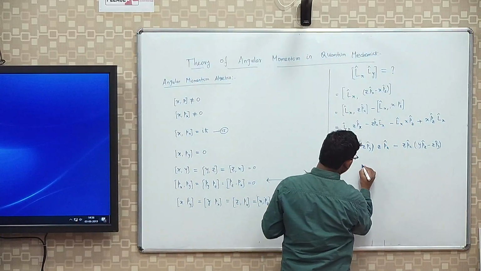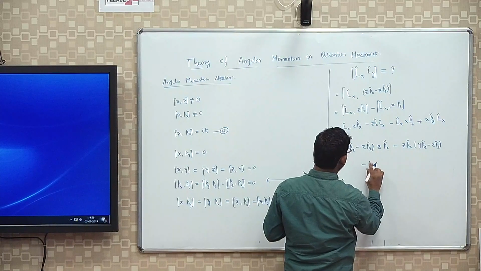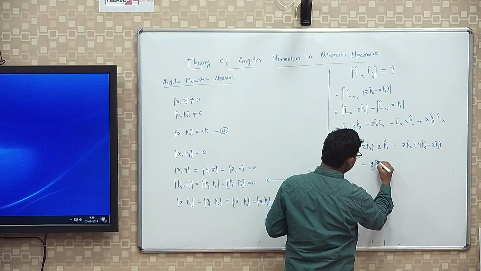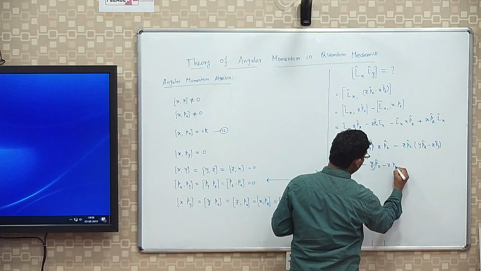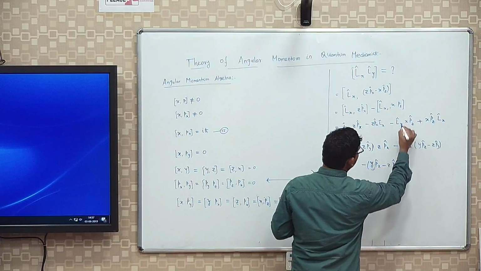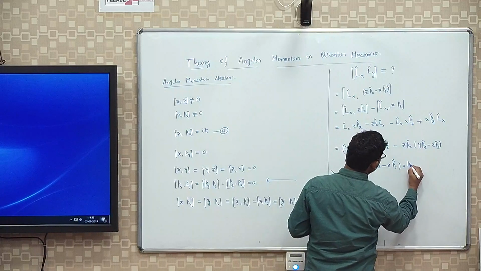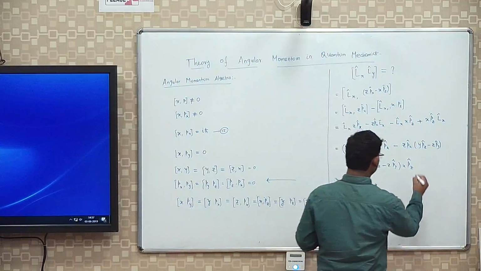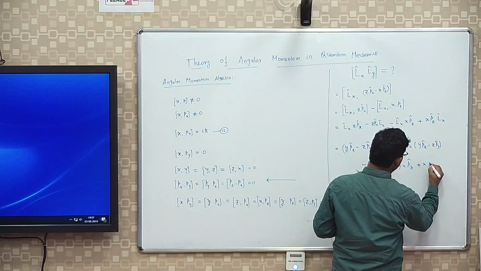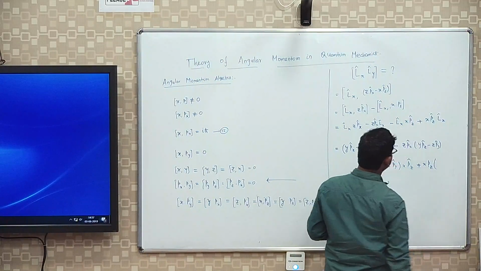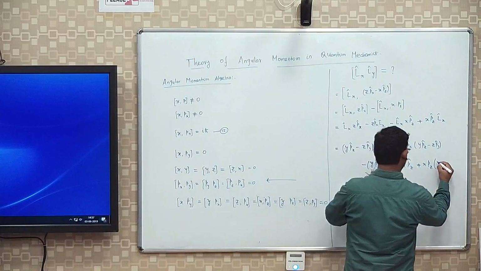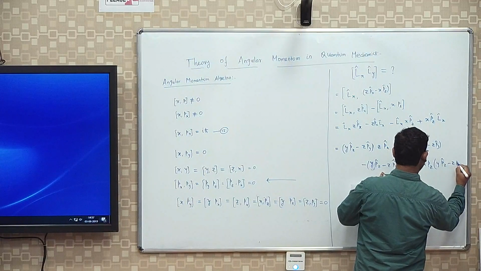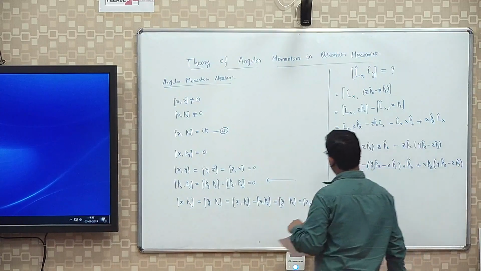Then minus ypz minus ezpy multiplied with xpz, then plus xpz Lx again, ypz operator minus ezpy operator.